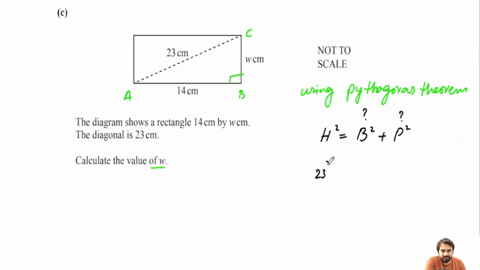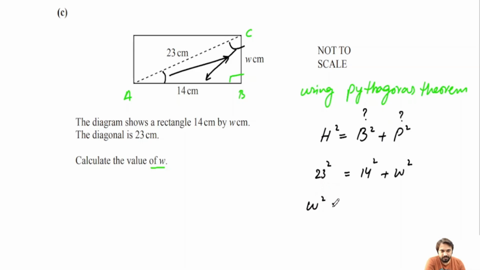So 23 centimeters square, and base is 14. You can also say base is W and perpendicular is W here, or 14. It's up to you, because there is no specific angle given. If this is the angle given, it means it's the opposite. If this angle is given, it means it's the opposite. So one of them is base or perpendicular. It's up to you. So we need to calculate the value of W.